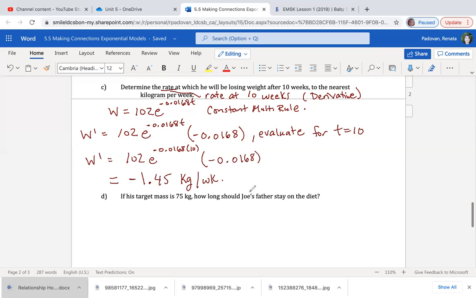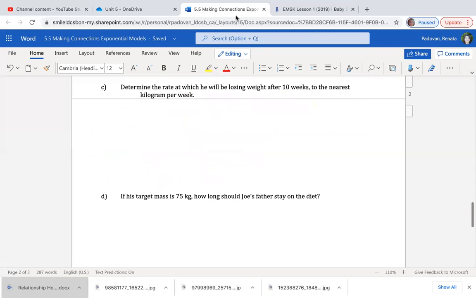Okay, so for D again, I think I'll need a little bit more room, but I'll explain it first. If his target mass, his goal weight, is 75 kilograms, how long should Joe's father stay on the diet? How long means we need to solve for t. And it says the target mass, so again, it's giving us a mass, not a rate. Because it's giving us a mass, we want to go back to the original equation or the original function. Okay, so I just have that down there. We will move this up.